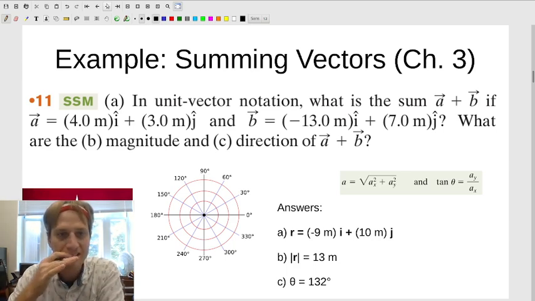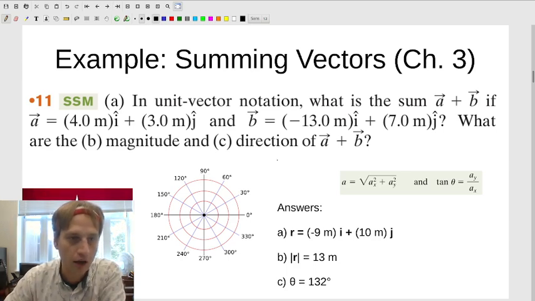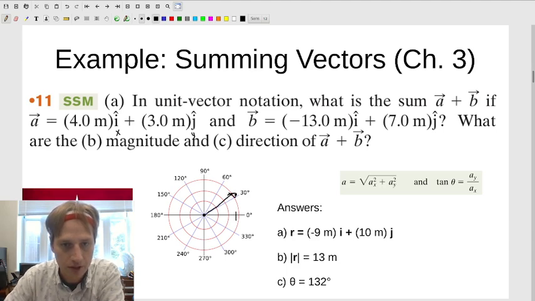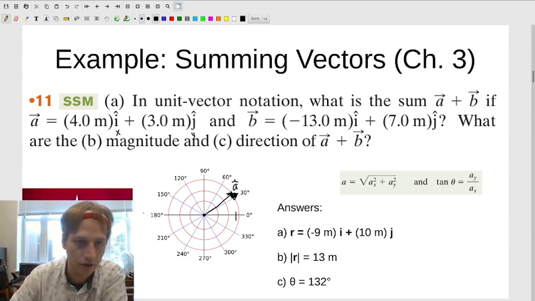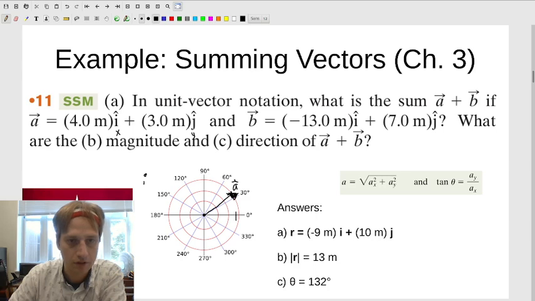Okay, so let's just do a quick example. It says in unit vector notation, what is the sum A plus B if A is 4i plus 3j? So the i is in the x direction, j is in the y direction. So this would be 4 over, 3 up. So your vector A is going to be somewhere over here. So there's your vector A. And your B is going to be minus 13 in the x direction, so way over here, and then plus 7 in the y direction. Something that's not quite to scale, but not too bad.